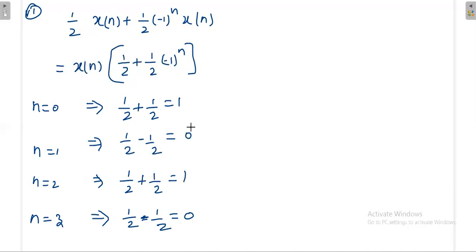Now what we are getting, this function with respect to n, it is providing alternately ones, zeros, ones, zeros, like that. And similarly you have to apply for minus n also, because we are having values at minus also. See what is happening when n value is minus 1, what will be the answer? When n is minus 1, you will get 1 by 2 minus 1 by 2, again 0.